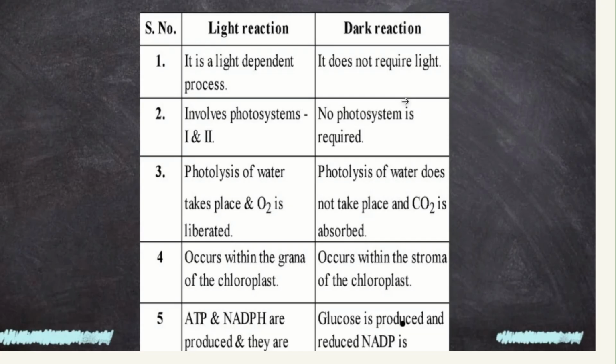For the light independent reaction, no photosystem is required. Photolysis, meaning the splitting of water, does not take place, and carbon dioxide is absorbed, right? And then the light independent reaction occurs within the stroma. The stroma is basically the space within our chloroplast. It's not the grana, it's not the thylakoid, it's just the little empty space on the side, right? And then we're going to produce glucose in our light independent reaction.